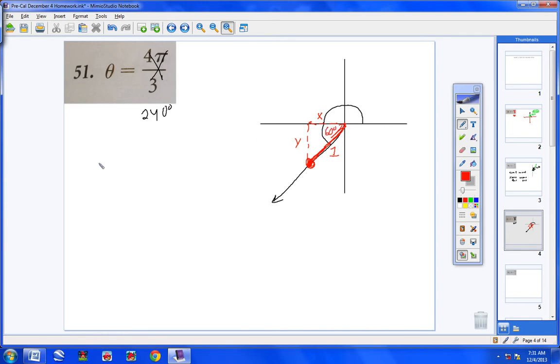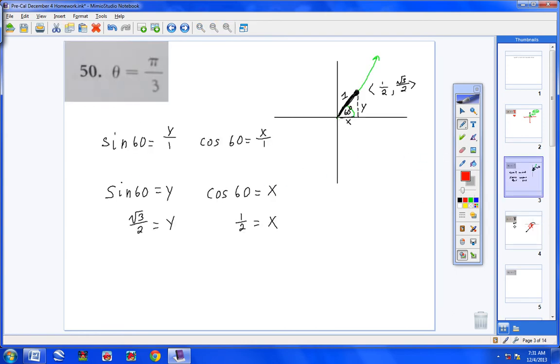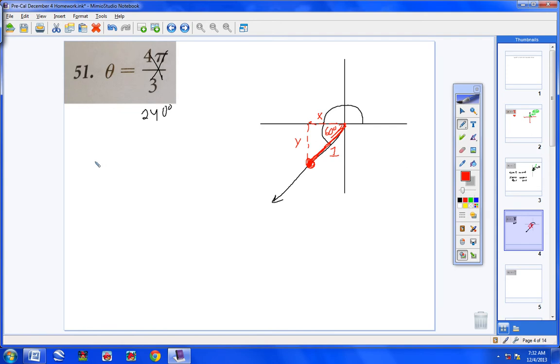180 plus 60 more. So actually it's going to be the exact same thing we had in the last problem, so we'll go back to that in a second and use that. But I know that I'm going to have the sine of 60 equals opposite over hypotenuse, and the cosine of 60 equals adjacent over hypotenuse. Multiply both sides by 1, and I have sine. Actually, I want to stop right there.